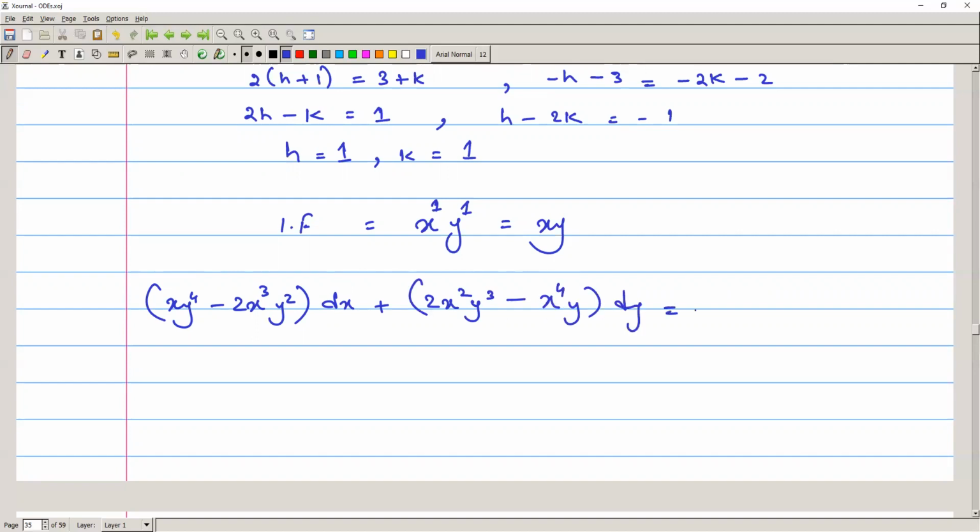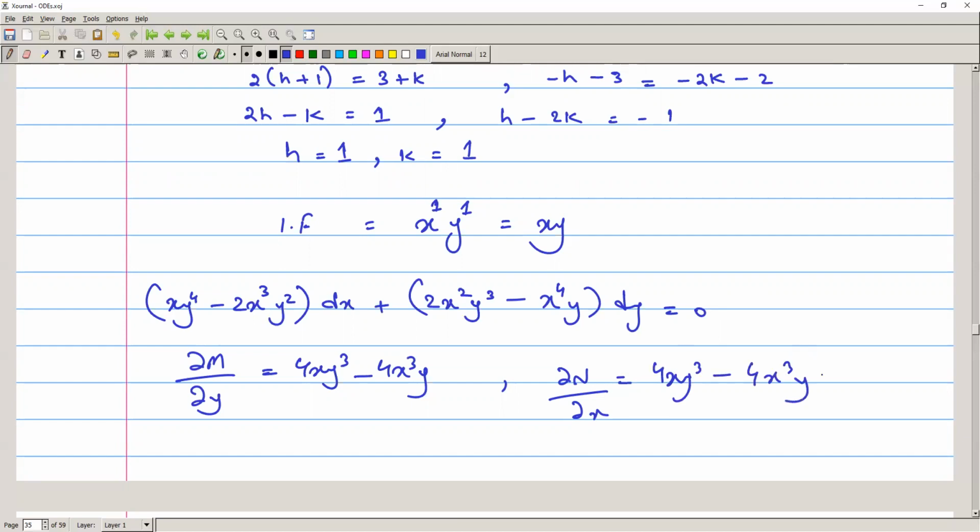And we can simply check that dou M over dou y is equal to 4xy cubed minus 4x cubed y, and dou N over dou x is equal to 4xy cubed minus 4x cubed y, and both are equal, right? So now the equation is exact and we can apply the definition of exact equation.